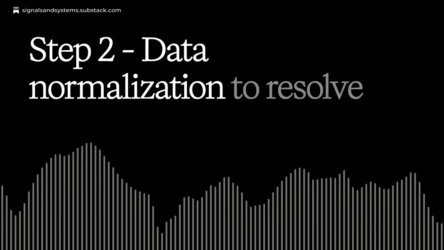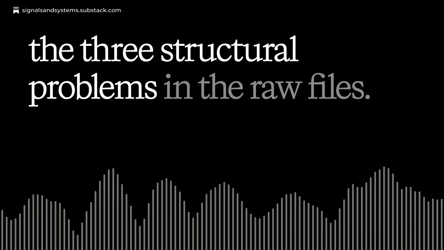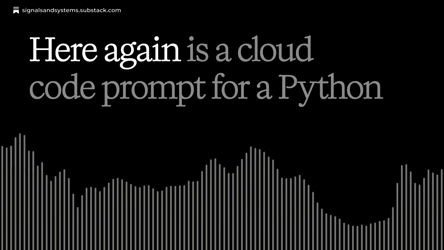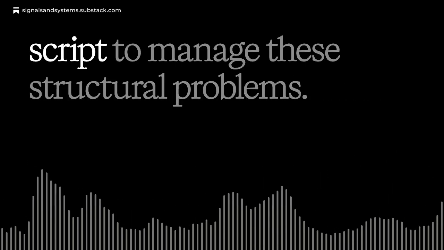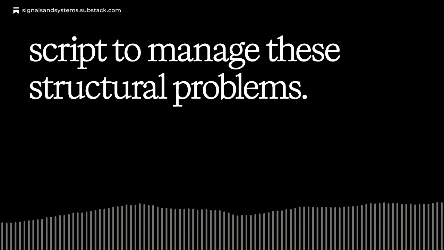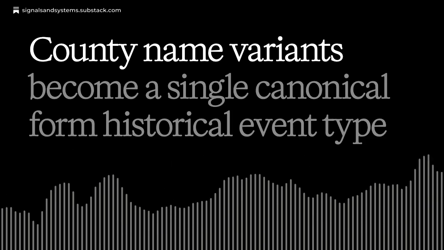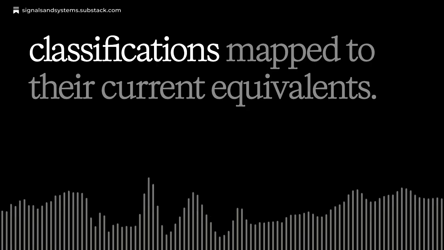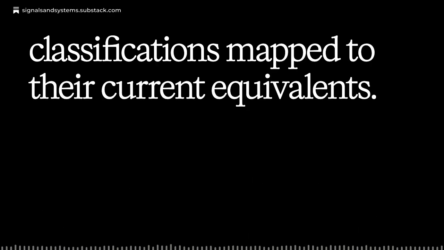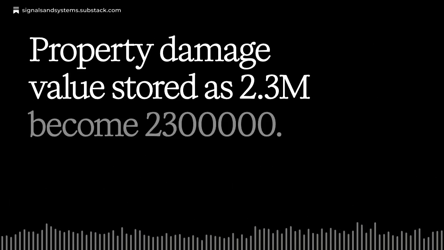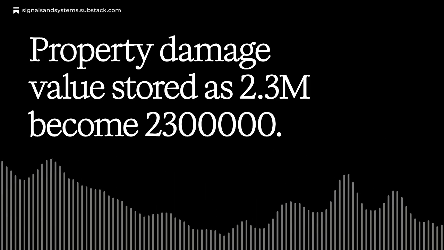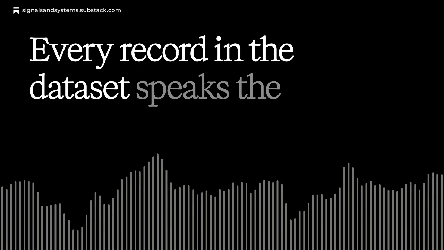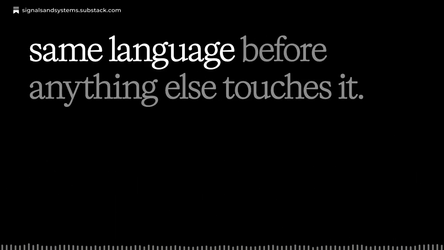Step 2. Data normalization to resolve the 3 structural problems in the raw files. Here again is a Cloud Code prompt for a Python script to manage these structural problems. County name variants become a single canonical form. Historical event type classifications map to their current equivalents. Property damage values stored as 2.3M become 2300000. Every record in the dataset speaks the same language before anything else touches it.